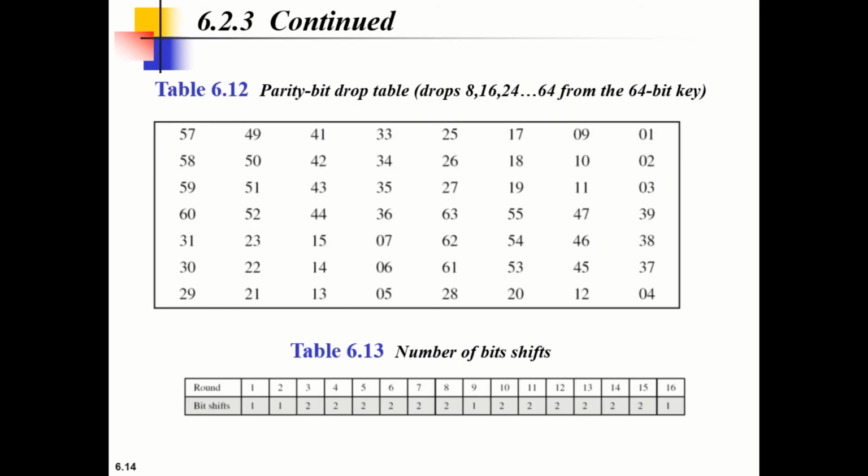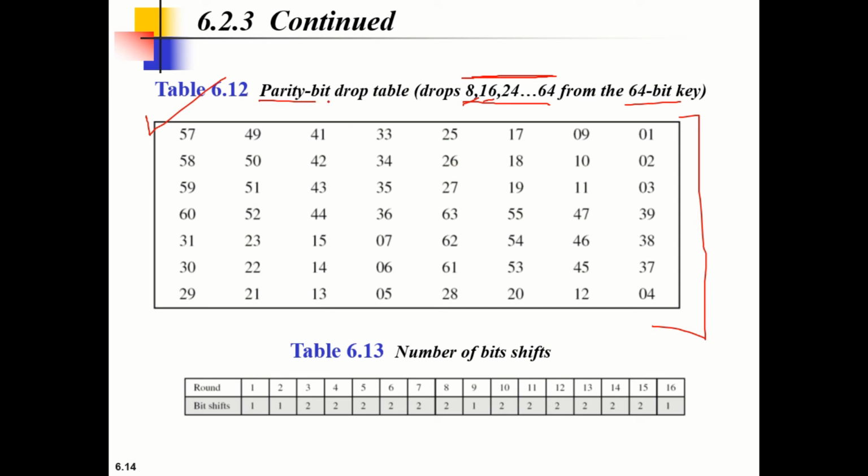This table we have with us, which is this one. This is the parity bit drop table which we have got after dropping these 8 bits from the 64-bit key. This particular table has 56 entries, and these bits are not available in this table: bit number 8, 16 and so on up to 64. So every 8th bit is dropped to convert this 64-bit key into a 56-bit key.